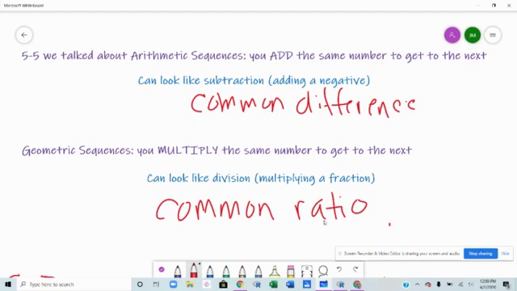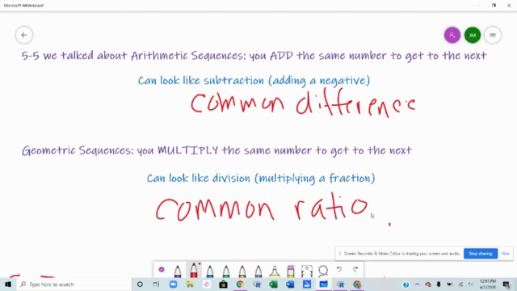Your common ratios can be positives or negatives. You can multiply by 2, or you can multiply each number by -2. They can be fractions or they can be decimals. So we like to use fractions a lot of times, but sometimes we'll see decimals, and that's fine.